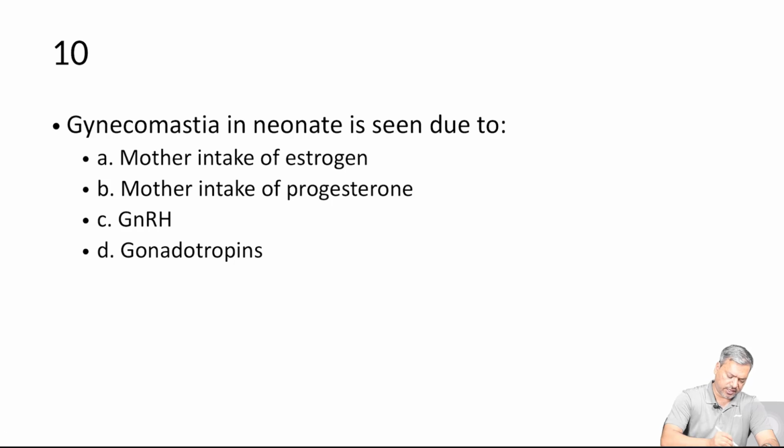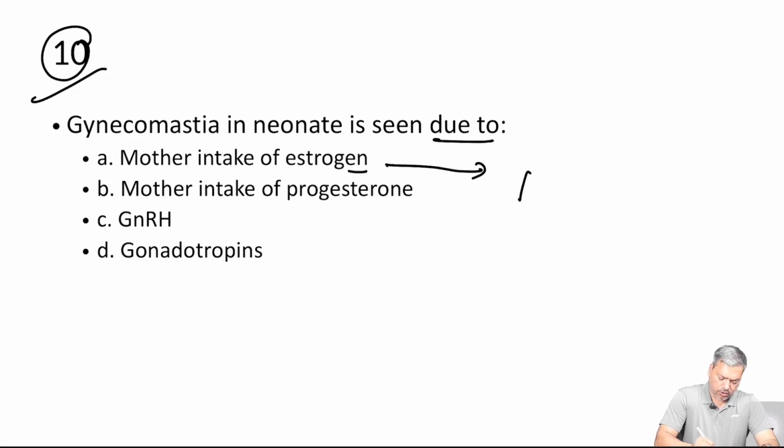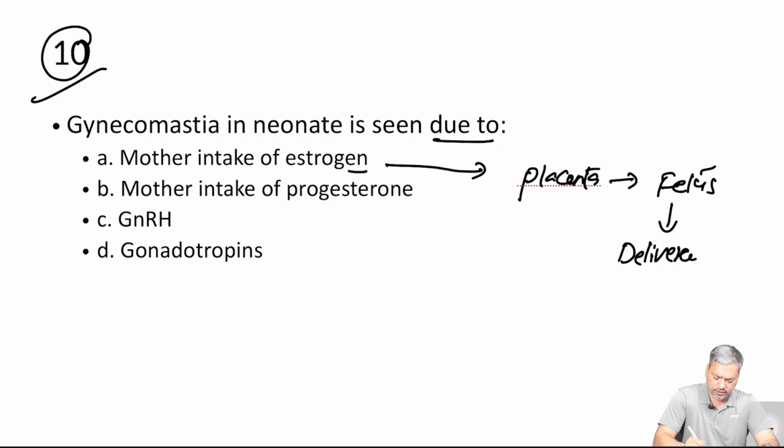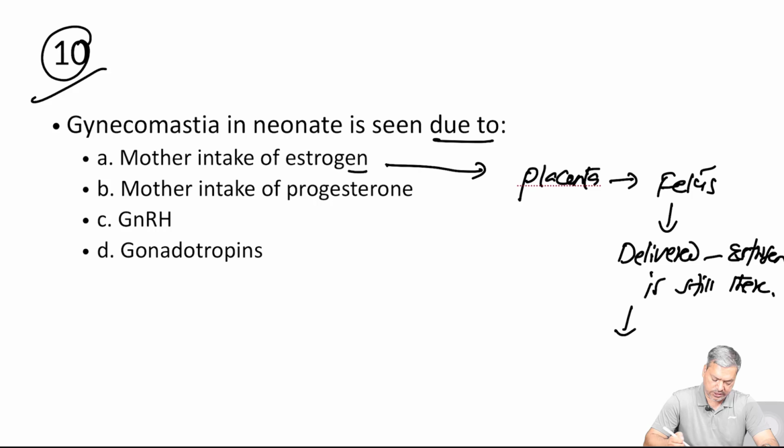For this session, this is the last question I am going to talk about. Gynecomastia in neonate is seen due to what? Pretty simple but a little bit tricky. When the mother takes estrogen hormone, this estrogen can cross the placenta and go to the fetus. When the fetus is delivered, the estrogen is still there in the body. Now we don't call it fetus, we call it newborn, and because of that estrogen there is an enlargement of the breast and we call it gynecomastia.